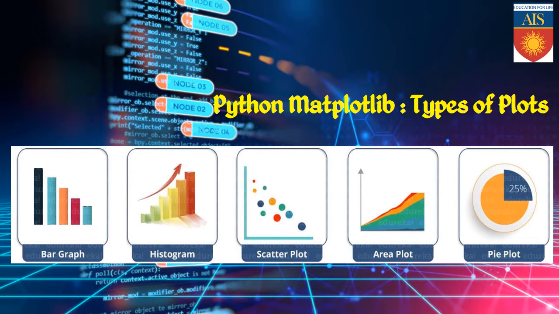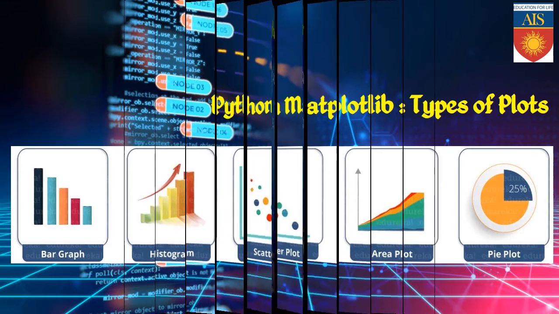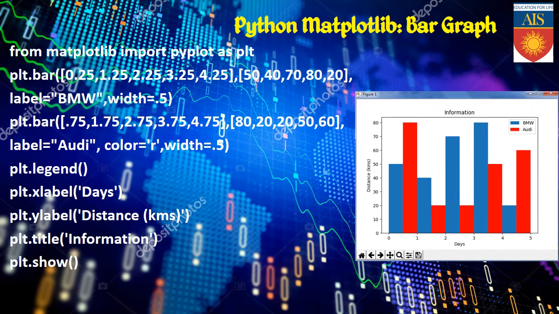Python matplotlib types of plot: bar graph, histogram, scatter plot, area plot and pie plot. These are the different types of plotting available in Python matplotlib. Now we will discuss the bar graph, and how we can create a bar graph with the help of the matplotlib library.